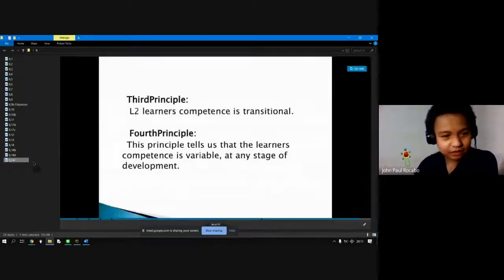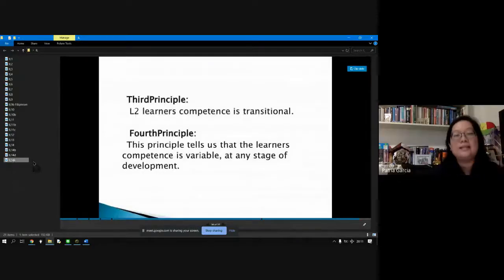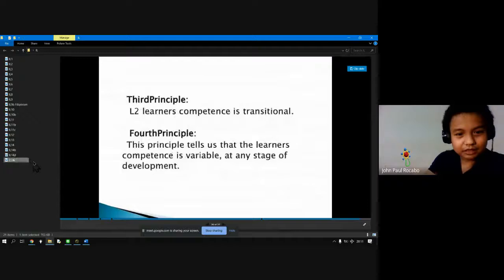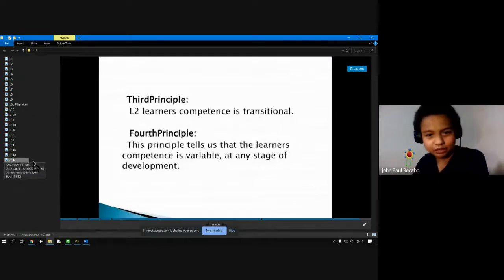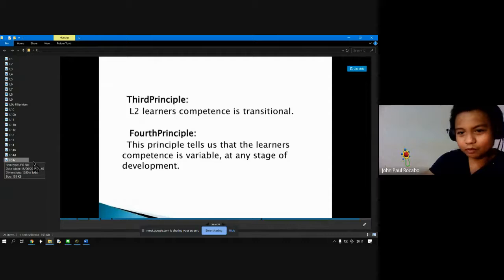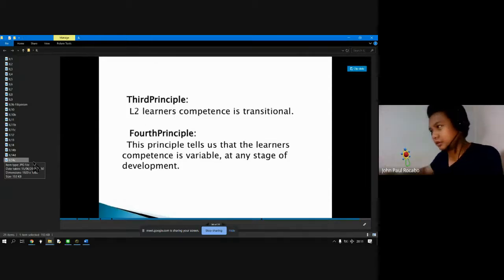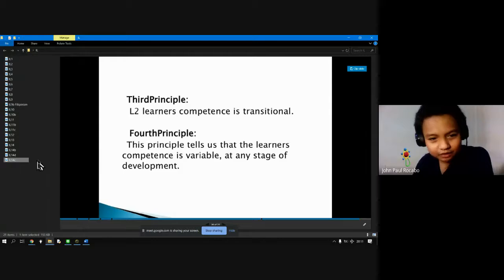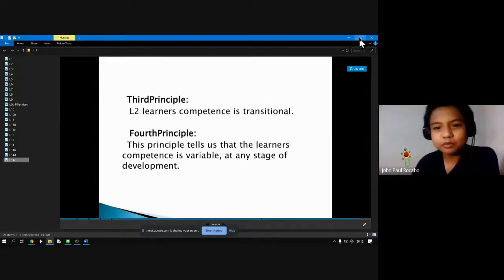Okay, ano ba nangyari? Nagbaligtad, yeah. Ano ba yan? So yung third, learning competence is transitional. Okay, sir. Learning competence is transitional. Parang transformer, nagbabago, nagmumorph, permeable. And number 4 is this principle tells us that the learner is variable in stage of development. Okay. So yun na po yung last sa mga slide.